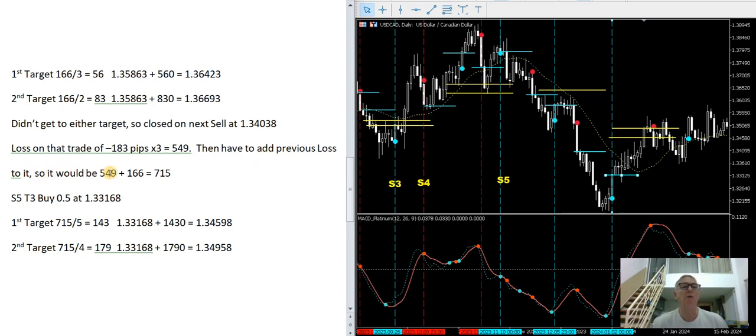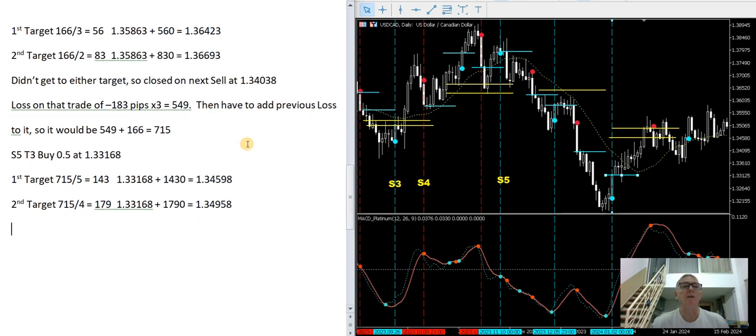Then I have to add the previous loss on trade 1 to it. So it'd be 549 plus 166, which gives me 715 pip loss total. So that's what I want to recover, 715 pips. So you can get away from it quickly if you're not smart about your initial position sizing. So we're trying to recover 715 pips.